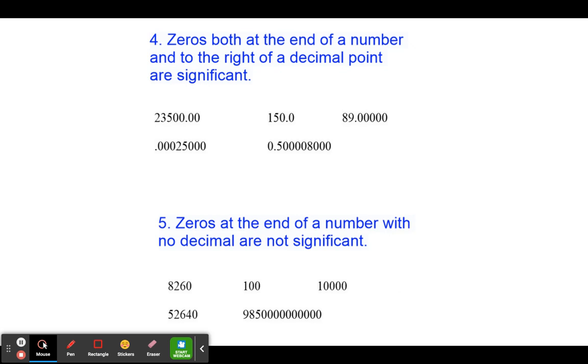Zeros at the end of a number with no decimal are not significant. So in 8,260, how many are significant? 3. What about 100? 1. 10,000? 1. 52,640? 4. What about the last one? 3. What about the one on your paper? 2. 21,000 has 2. Any questions on 4 or 5?